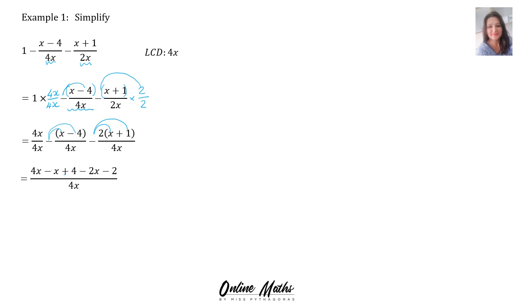Then in the next step, I'm going to add all my like terms. So 4x minus x is 3x, minus 2x is just x, and 4 minus 2 is 2. Therefore, the answer is x plus 2 over 4x.